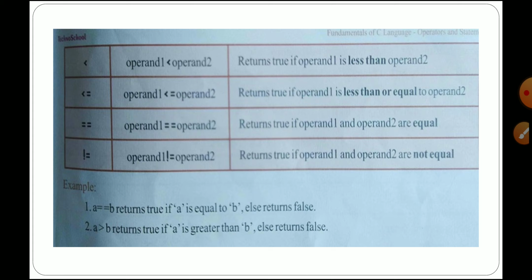Okay, for the less than symbol, we have to apply a less than b. Okay, 10 less than 20. So is the condition true or false? The condition is true. Okay, true means what value is written? 1. Okay, so if the condition is false, the value written will be 0. Likewise, we have to find the result of these comparison operators itself.